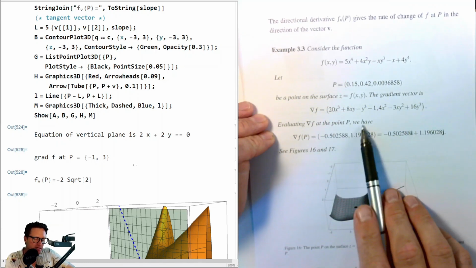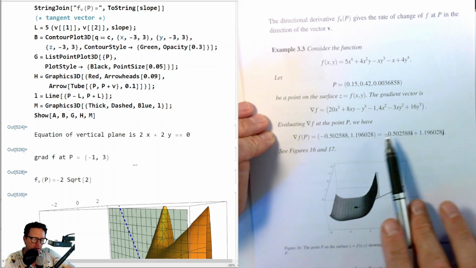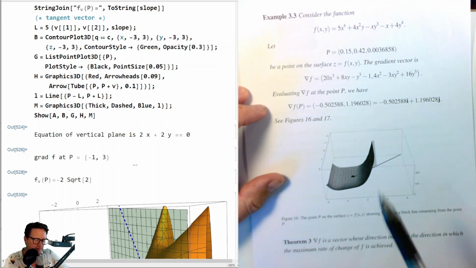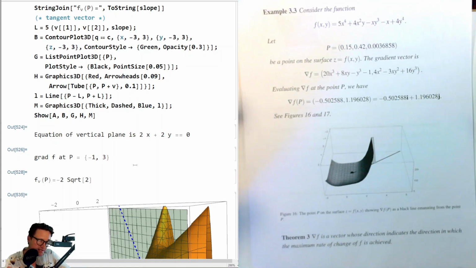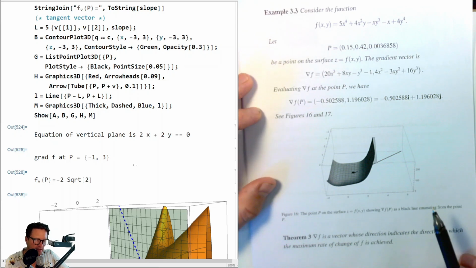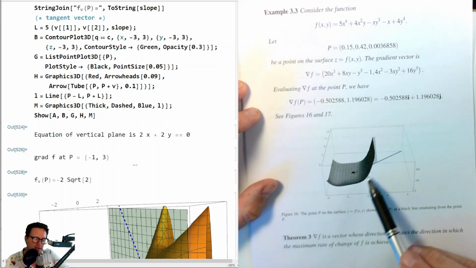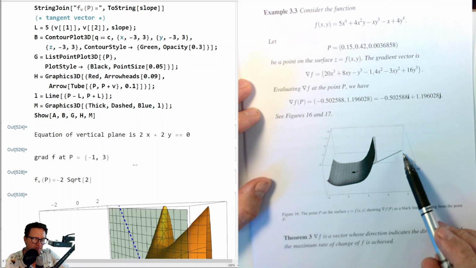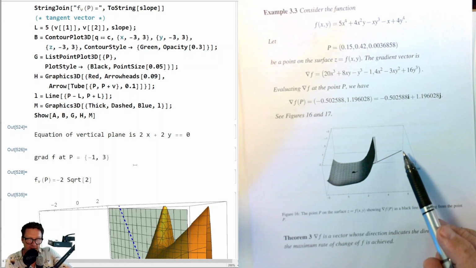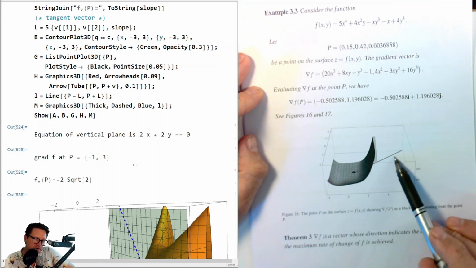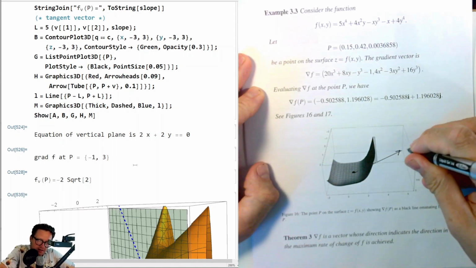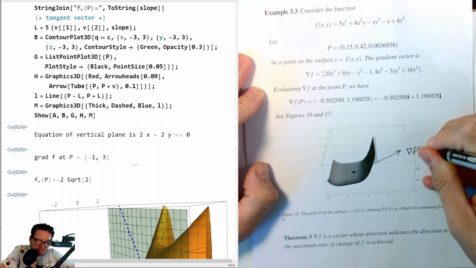Evaluating grad f at p gives us this vector right here, and we can display it like this if we want to. See figures 16 and 17. So what we see here is our point P, here's our surface, and this is probably the direction of the vector v. No, because we haven't given a vector v. So this is just the gradient vector, right? This is the gradient vector here. So let's label that in our diagram. This is grad f at p.